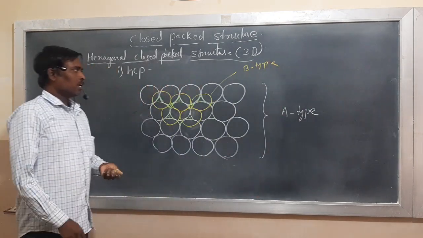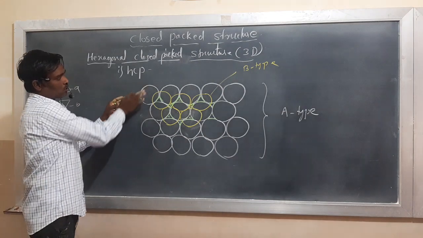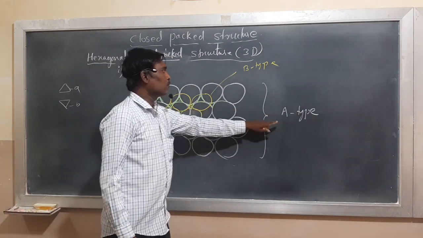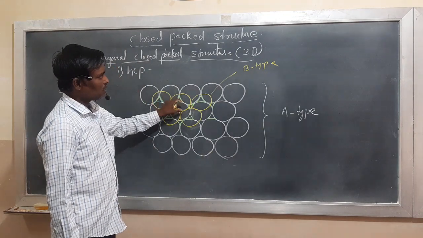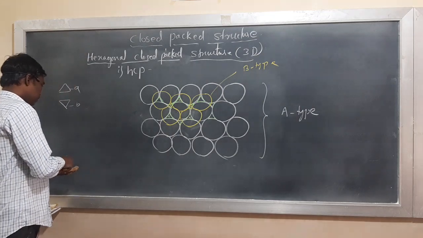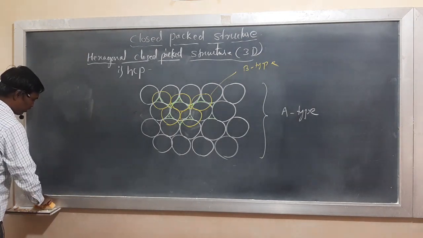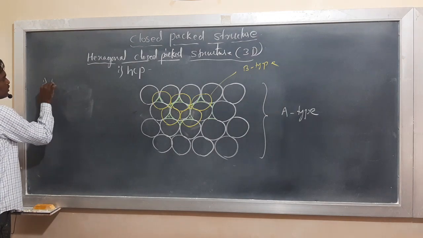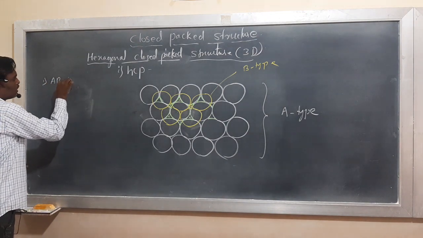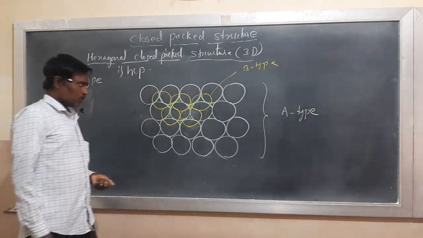The next third layer is exactly the same as the first one, so that layer is once again called an A type. And the fourth layer is exactly the same as the second one, that is the B type. Therefore, this type of arrangement is called an AB type of arrangement. Let me write the first point: this is an AB type of arrangement.